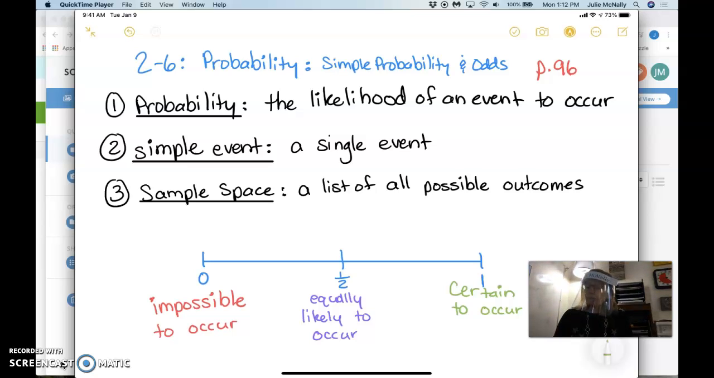And then when you add up all of your numbers for probability, they're going to equal 1. If they equal more than 1 or less than 1, then you have an invalid scale. So copy these down and we'll be right back with some examples.